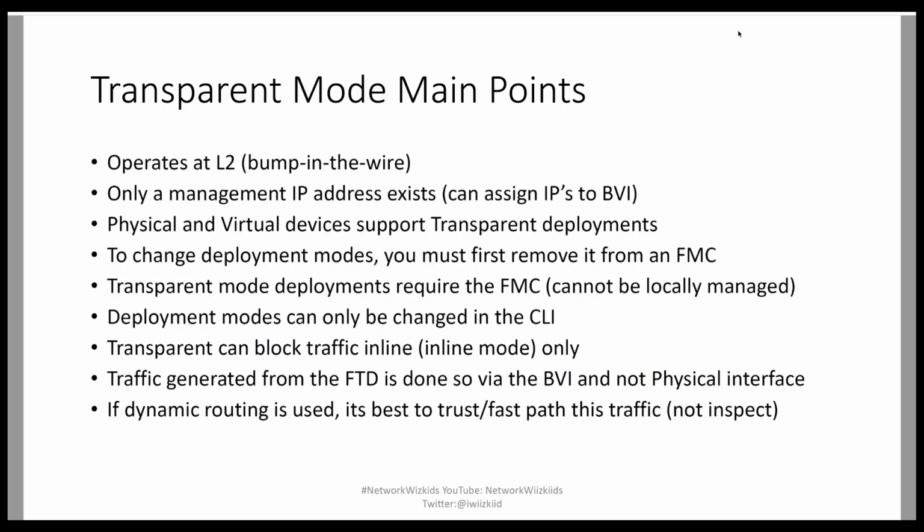Deployment modes can only be changed in the CLI, so you can't do this on the GUI, whether that be FMC or FDM, you need to do this on the CLI. You do that by connecting to the management IP address over SSH or console, whatever it may be, and you can change the mode there. That's something we're going to look at in the upcoming lab shortly.